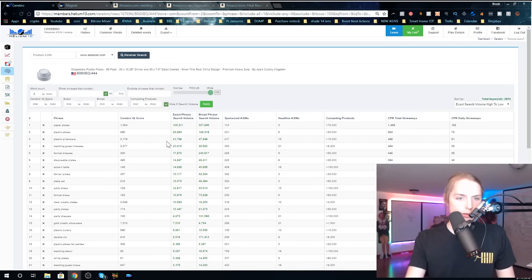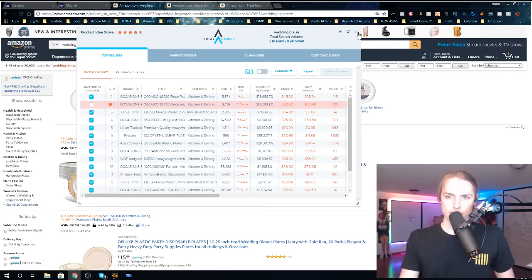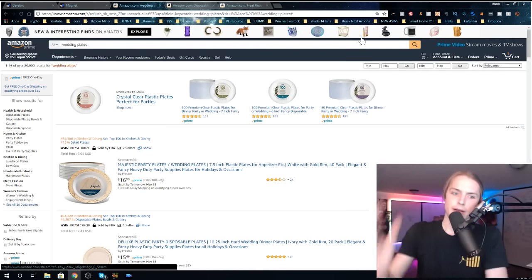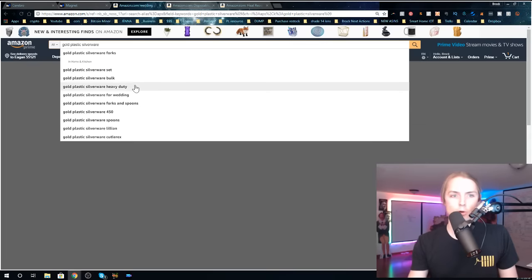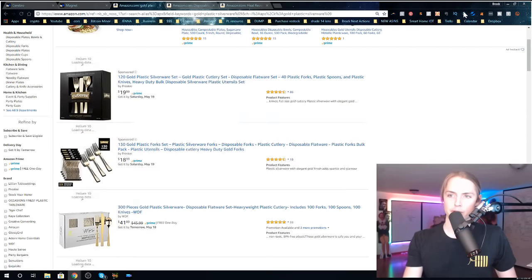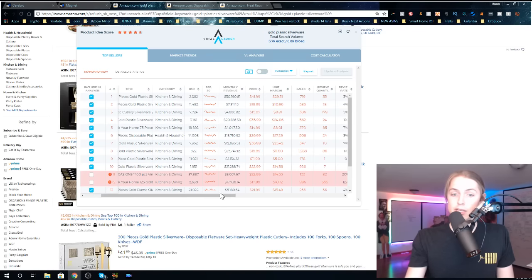Okay, gold plastic silverware. This looks more interesting to me now. So we went into wedding plates, and then we put it in Cerebro. Let's check this out. Gold plastic silverware. Oh, this looks like it's probably good, or relatively. If you look at the number of reviews here, this actually looks like a pretty good market.